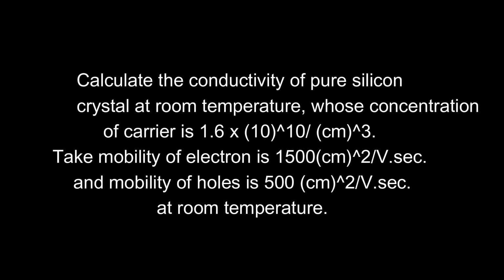So write down the problem. Calculate the conductivity of pure silicon crystal at room temperature whose concentration of carriers is 1.6 into 10 की power 10 per centimeter cube. Take the mobility of electron as 1500 centimeter square per volt second and the mobility of holes as 500 centimeter square per volt second at room temperature.